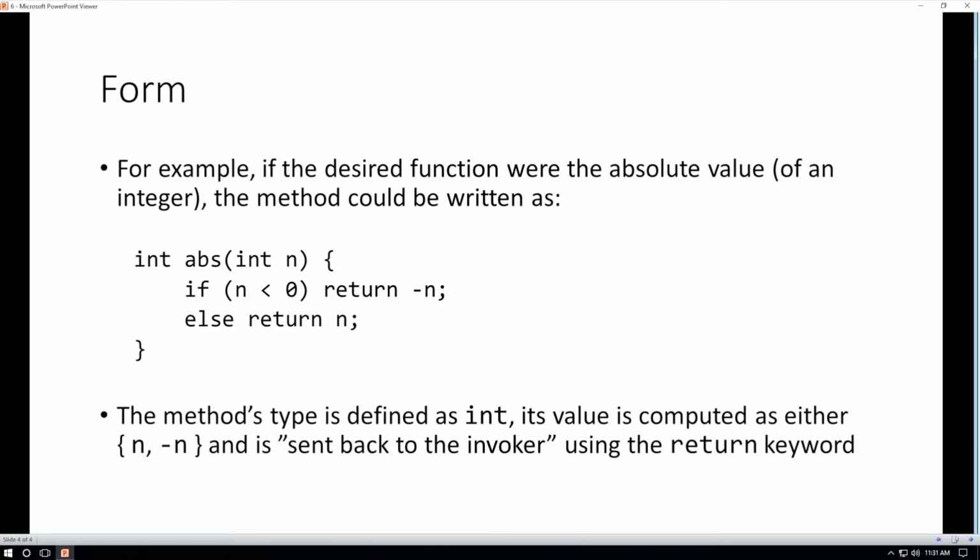That is, the expression is resolved to a type and a value. The value is either n or negative n. The value is returned, or the expression is resolved to its value by the return keyword. The return keyword is followed by an expression. It is the result of that expression that becomes the value of the method.